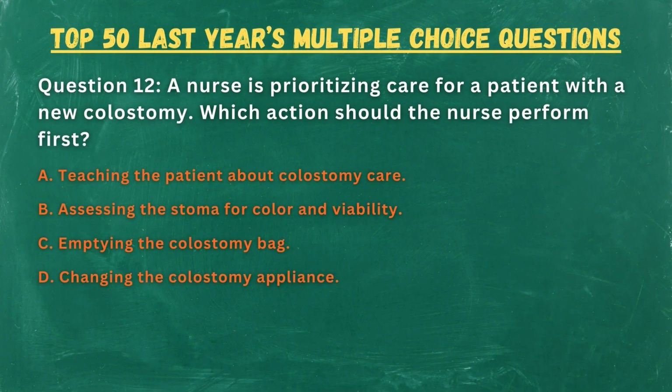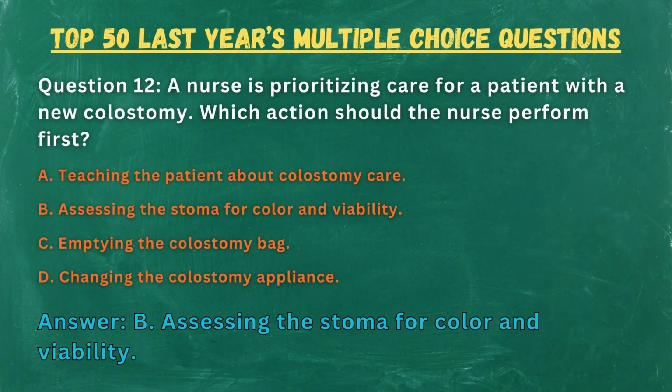Question 12. A nurse is prioritizing care for a patient with a new colostomy. Which action should the nurse perform first? A. Teaching the patient about colostomy care. B. Assessing the stoma for color and viability. C. Emptying the colostomy bag. D. Changing the colostomy appliance.